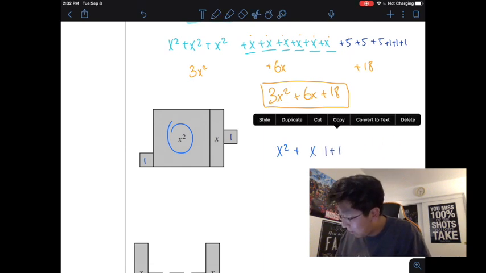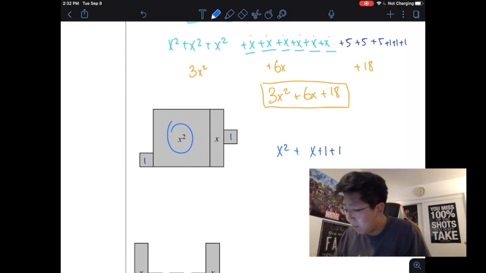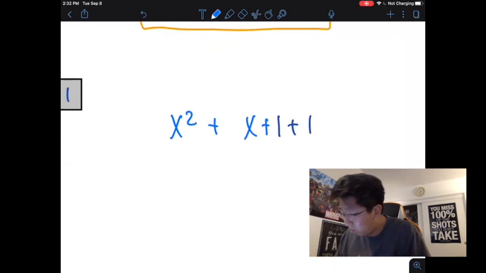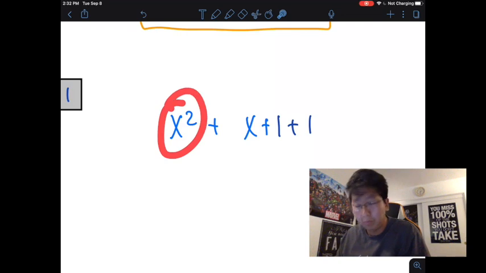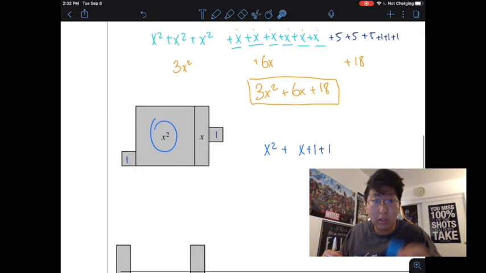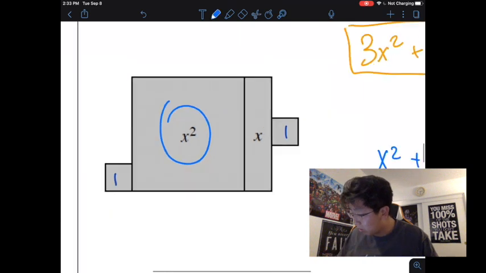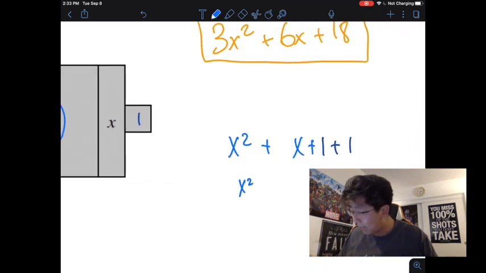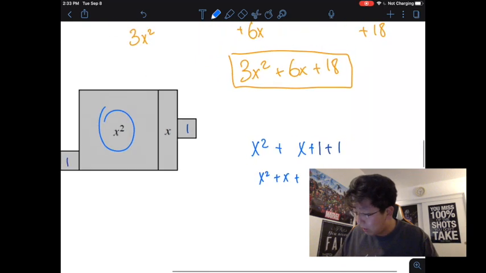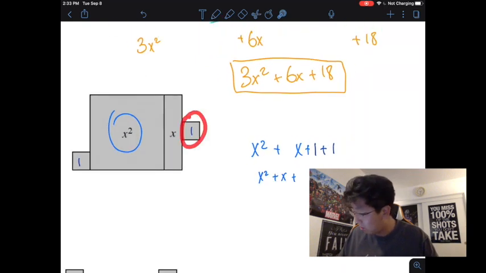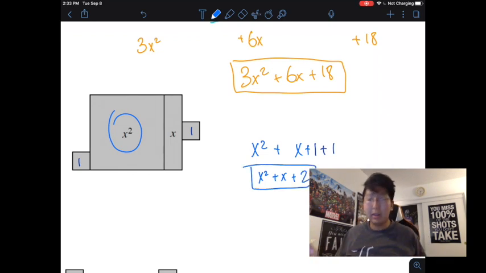If I add these all together, can I say that there are 2 x squared tiles? No. Are there 2 x squared tiles? Do you see 2 of these? No. So please make sure that you don't combine x squared with x's. They're different. All right. So I could say that there's 1 x squared tile plus 1 x tile, but I can combine the unit tiles and say plus 2. That's combining like terms right there. We just combined what we can right here.